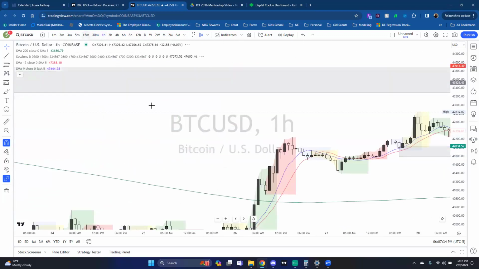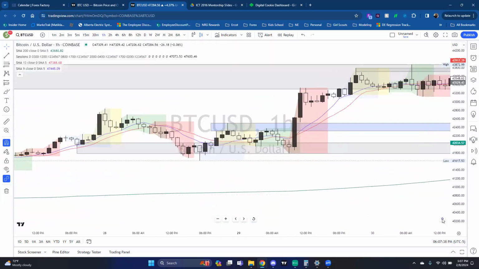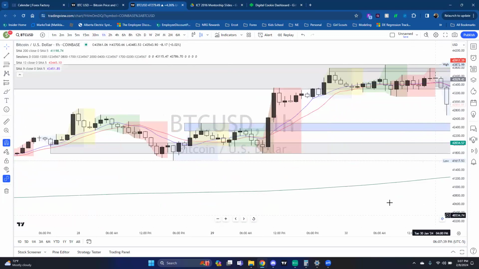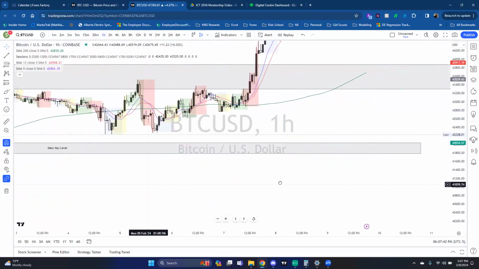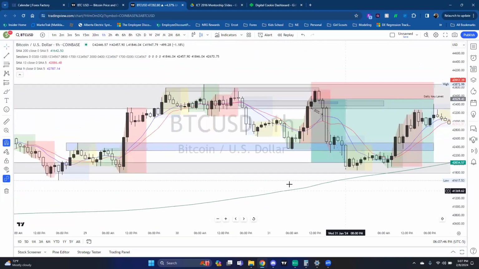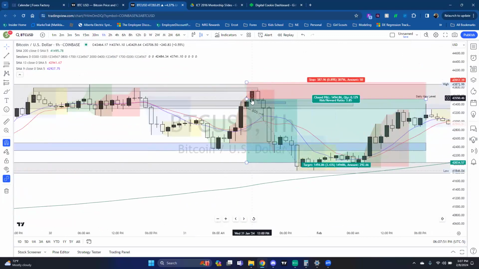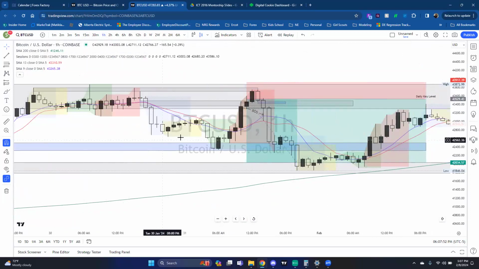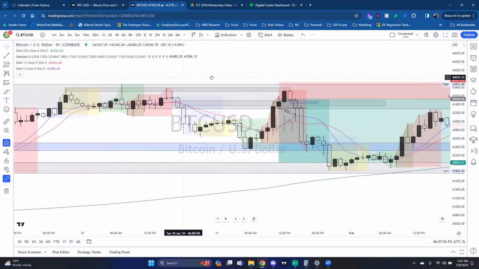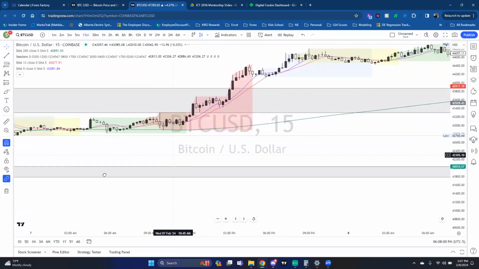Was it 13? It must have been 13. But anyway, it came back up into the zone again once it broke, right? And then I was waiting for a break of structure, and I think that was on the 15-minute.